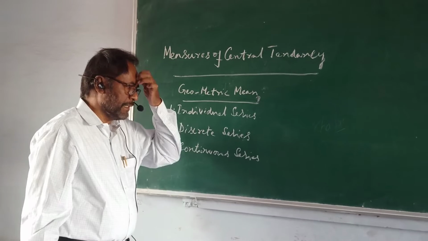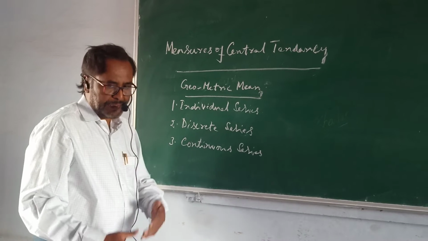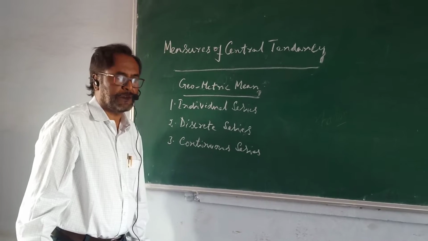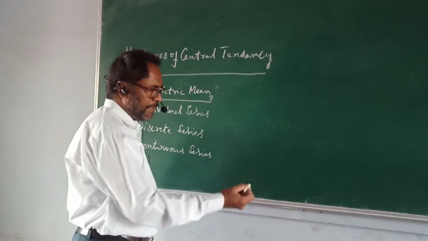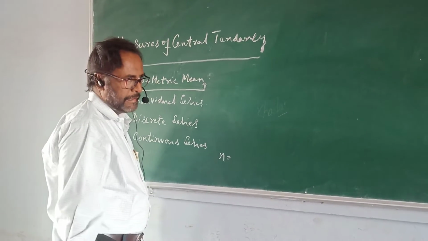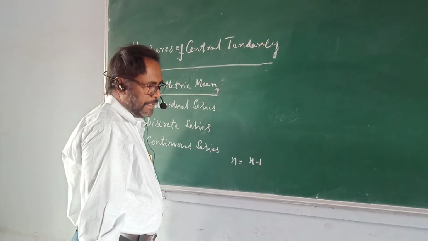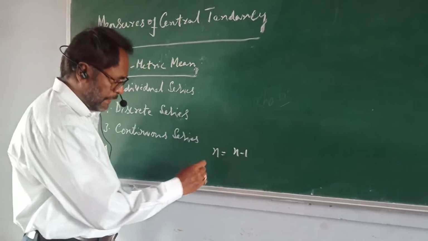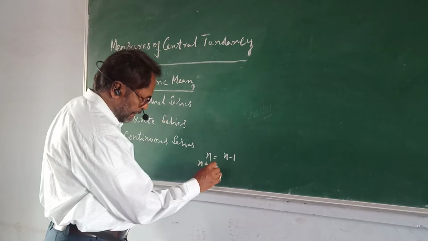Now here in the geometric mean, logarithms and anti-logarithms are used. How are we going to find the logarithms? In the case of logarithms, if they give you values to add up, that count is treated as n. So therefore n minus 1. And in the anti-logarithms, we have to take it as n plus 1. So there is a difference.